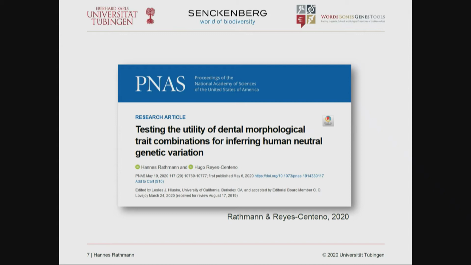My colleague Hugo Reyes-Centeno and I addressed this research gap, and we systematically tested the utility of several commonly used ASUDAS dental traits and millions of dental trait combinations in reflecting neutral genomic variation in a worldwide sample of modern human populations. We published our results in the journal PNAS in May 2020, and in the next couple of slides I would like to highlight our research strategy and main findings. You can find a link to the article in the description below if you're interested in further details that are not covered in this video.